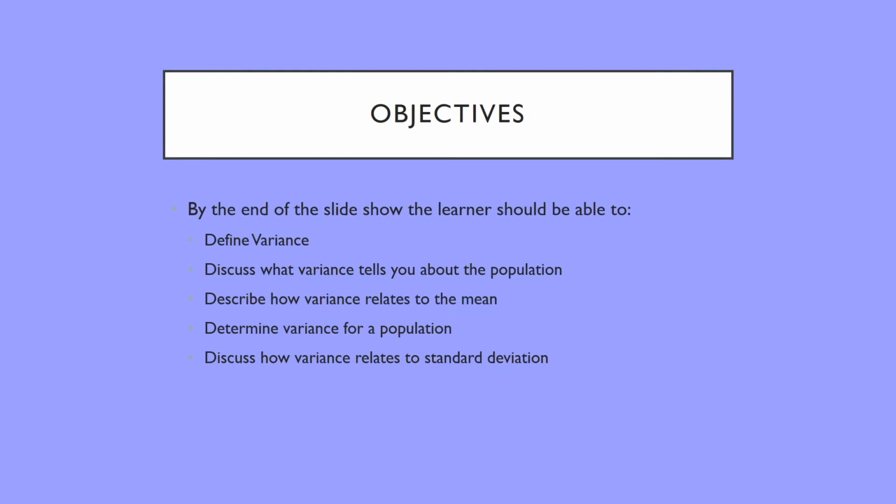The objectives for this slide presentation are as follows. By the end of the slideshow, the learner should be able to: 1, define variance; 2, discuss what variance tells you about the population; 3, describe how variance relates to the mean; 4, determine variance for a population; and finally, discuss how variance relates to standard deviation.